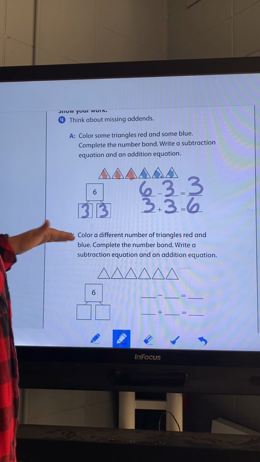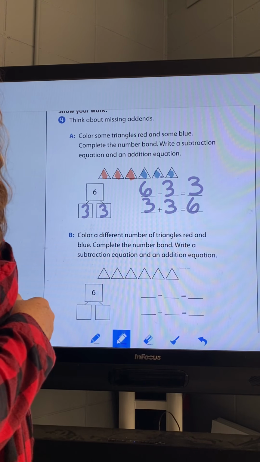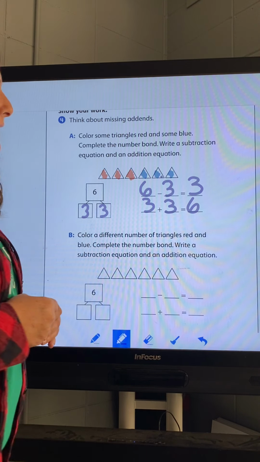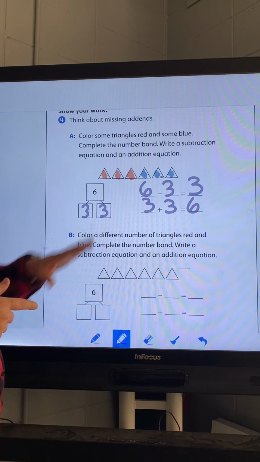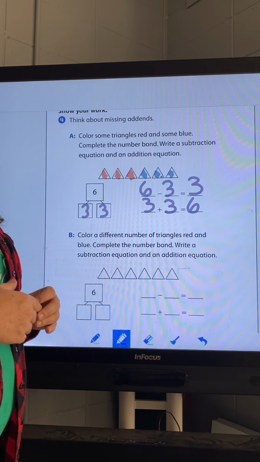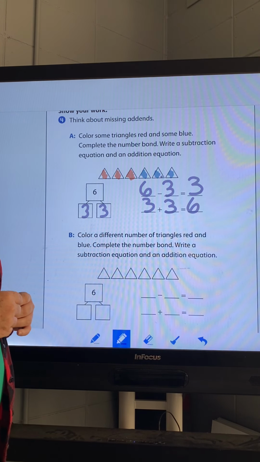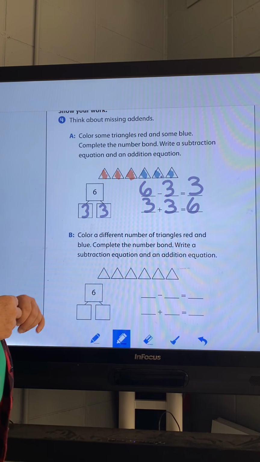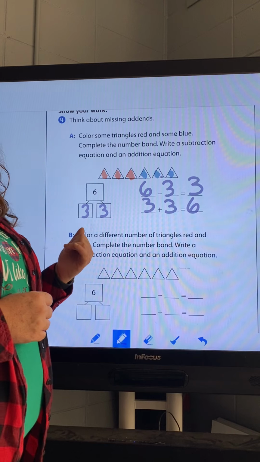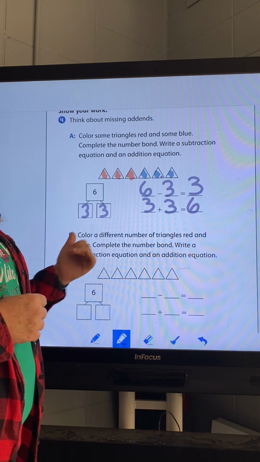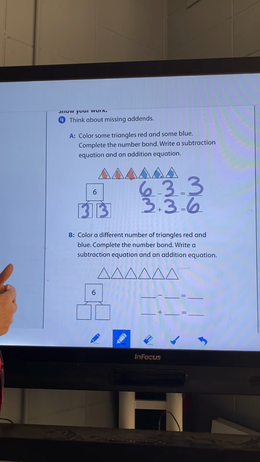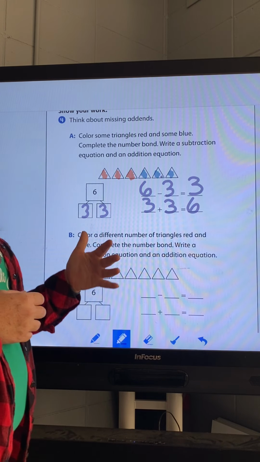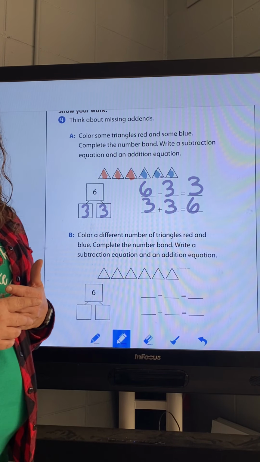Perfect. Okay, now it says color a different number of triangles, use red and blue. So you're going to do the exact same thing, but you cannot use the same numbers that you did up here, okay? Think about the ways that you can make 6. You could say 6 plus 0 equals 6. You could say 5 and 1 equals 6. 4 and 2, 3 and 3, 2 and 4, 1 and 5, 0, 6, right?